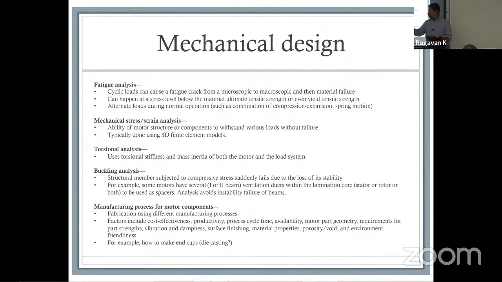Then you have to look at torsion. Torsion basically looks at the motor and the load system, and it identifies the inertia that is going to be applied. Buckling analysis is essentially the compressive stress that you get in your system, and that can lead to a loss of stability. For example, oftentimes we talked about this a little while back. You might have an I-beam or a pi beam that is used as the ventilation duct in your lamination core. You are doing that in some cases to add structural stability. You might be doing that for heat extraction or for maintaining the shape. They might be used as spacers. And if you do analysis, you can make sure that what you're doing is not going to cause a hotspot.